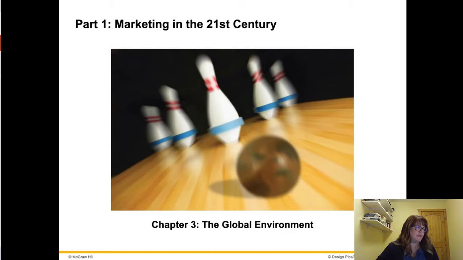So the global environment is listening to changing customer demands and monitoring your environment, which allows you and the firm to identify potential growth opportunities. And then here are the learning objectives. We're going to skip this slide, but I'd love you to read it on your own.